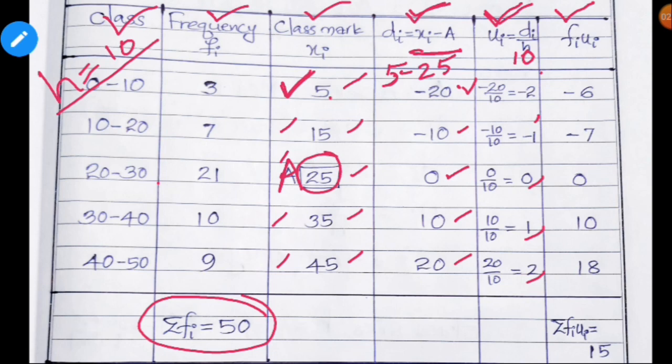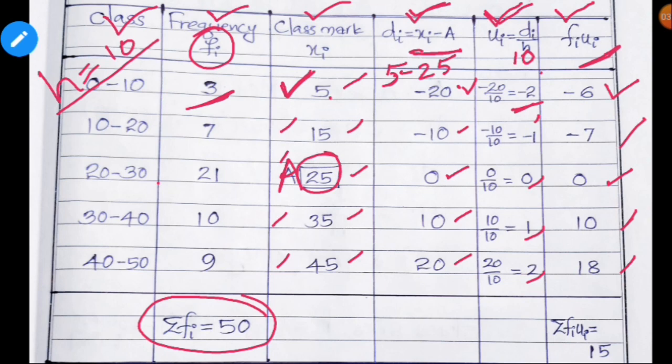And at last we should find fi into ui. Fi into ui means the second column, frequency, into the fifth column, ui. Here it is 3 into minus 2, which is minus 6. Second row, 7 into minus 1 is minus 7. And 21 into 0 is 0. Then 10 into 1 is 10, and at last 9 into 2 is 18. So these are the fiui.